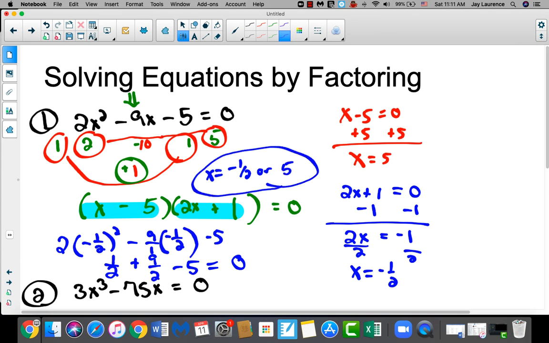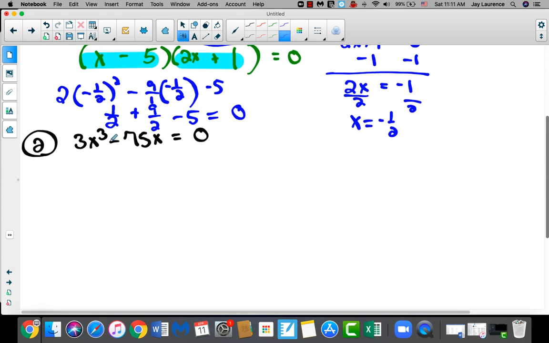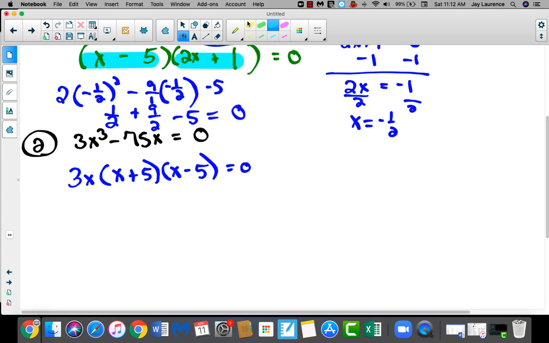There we go. That's how we solve by factoring. It's actually pretty simple. Go ahead, try and factor the left-hand side of this equation completely, just like you did yesterday. Factor it completely. Okay, if you factored it completely, you should have 3x times x plus 5 times x minus 5, and that, of course, equals 0. Now, how many factors do we have? Well, let's see. I have 1, 2, 3. Yeah, I have 3 factors in this case. So I'll have 3 answers, 3 solutions, I should say.